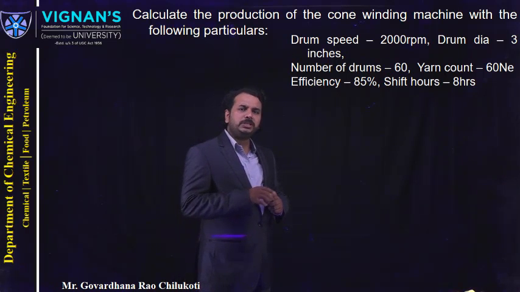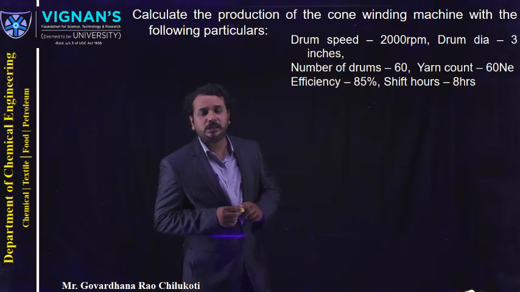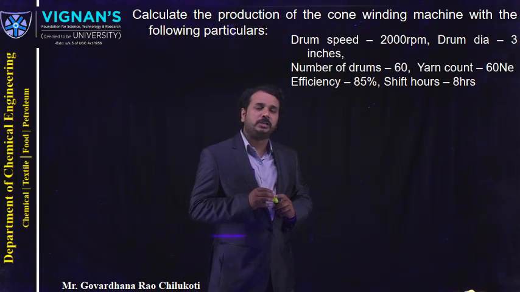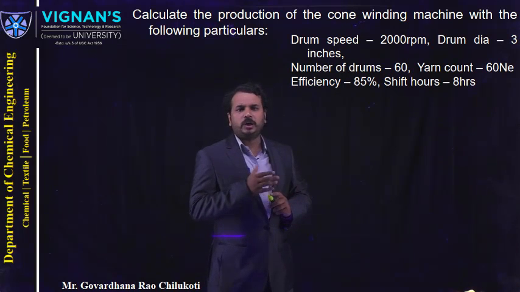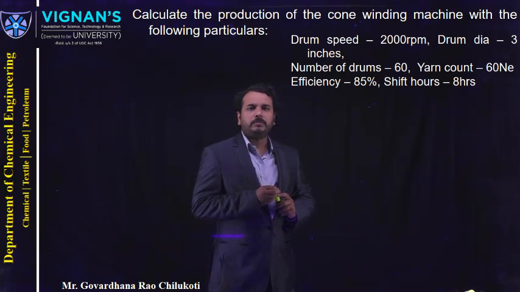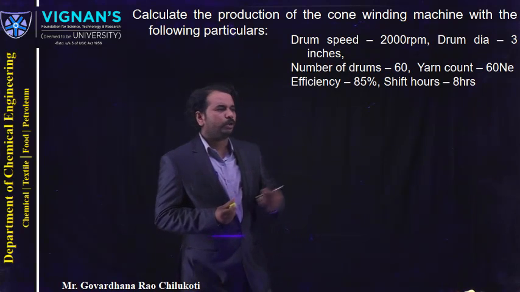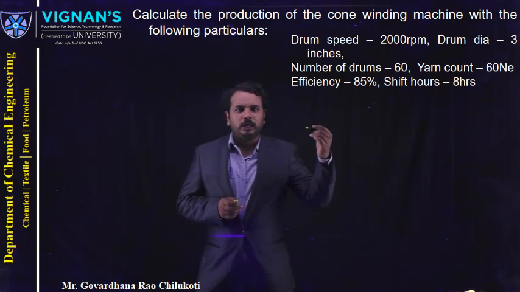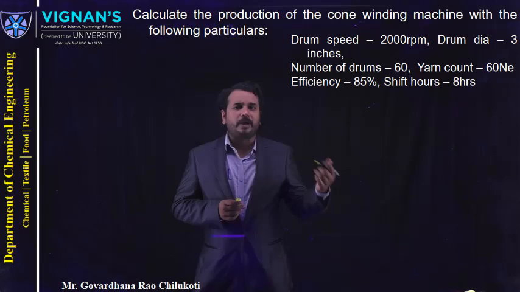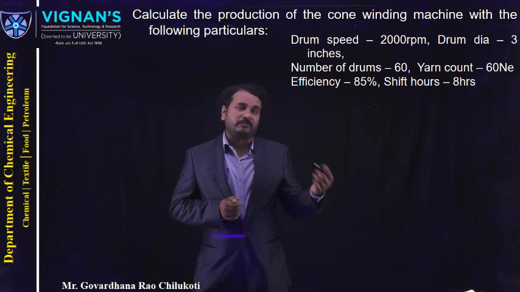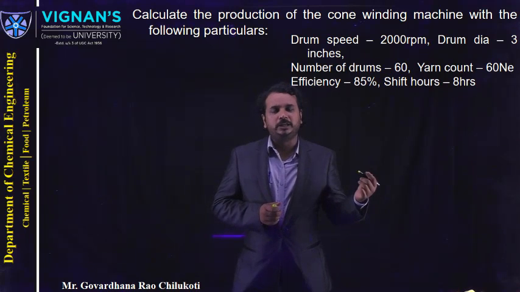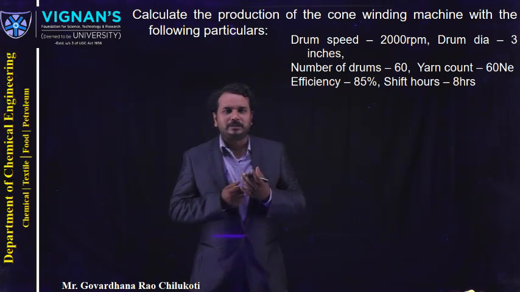Now by using these parameters, we are going to calculate the production of a winding machine in kgs. We will see how we are going to calculate the production. Before going to the calculation part, we will remind you of the conversion factors. Simple conversion factors we have already discussed, so let us discuss again.